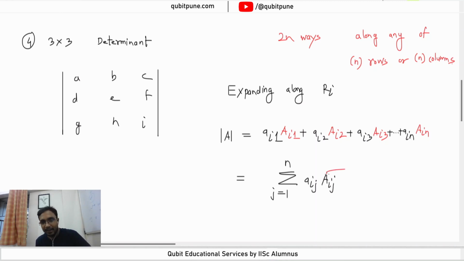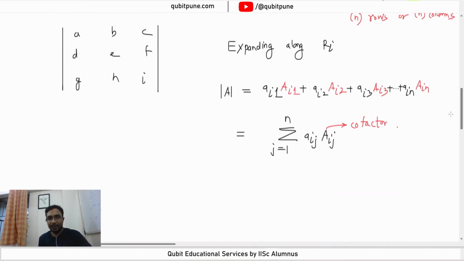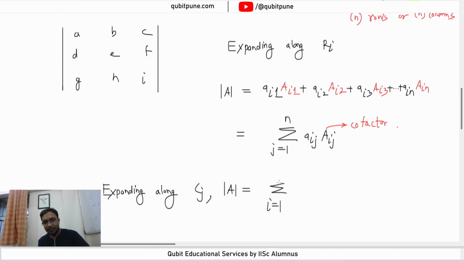Yes, what is capital A? Capital A is the cofactor, not the minor. While revising matrices, I have already defined the cofactors for you, so I'm not going to redefine it again. Okay, can I expand it along Cj? Of course I can. Expanding along Cj, I can write the determinant as summation as i goes from 1 to n, aij times capital Aij. Again, capital A denotes the cofactor.